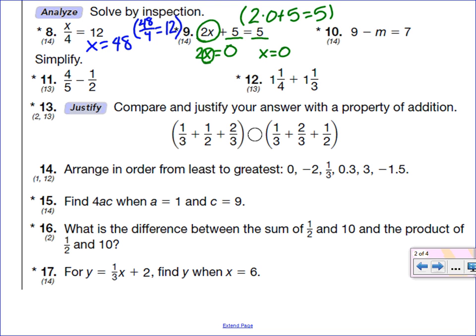9 minus m equals 7. So 9 minus a number gives me 7. So that number is 2. 9 minus 2 is equal to 7. That's true.